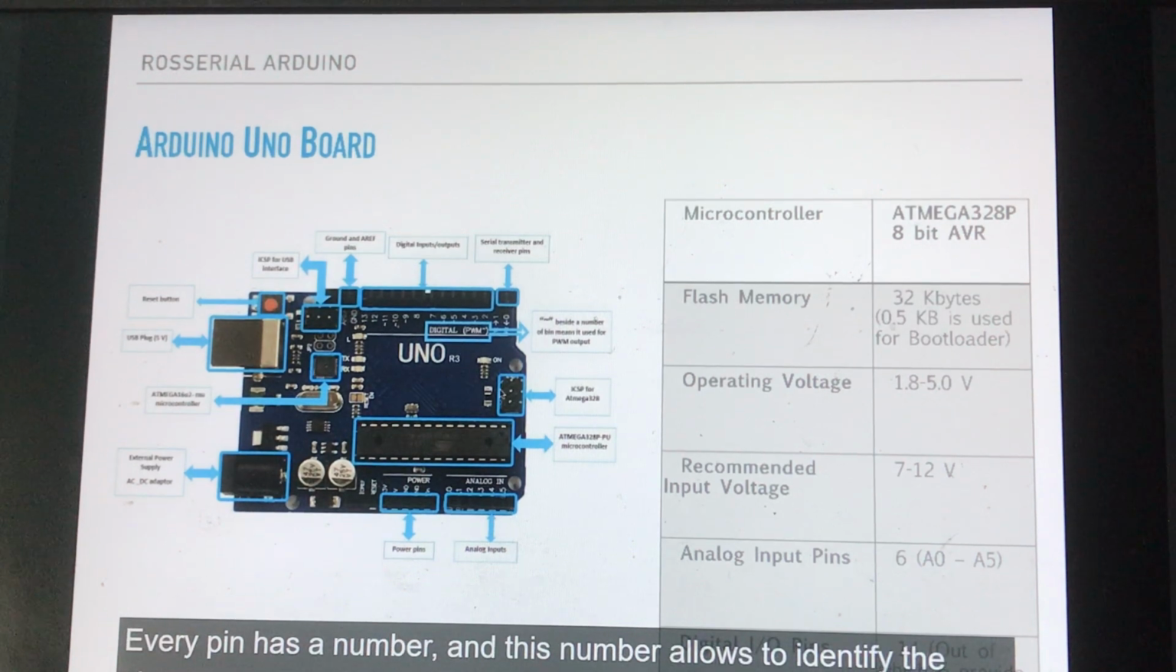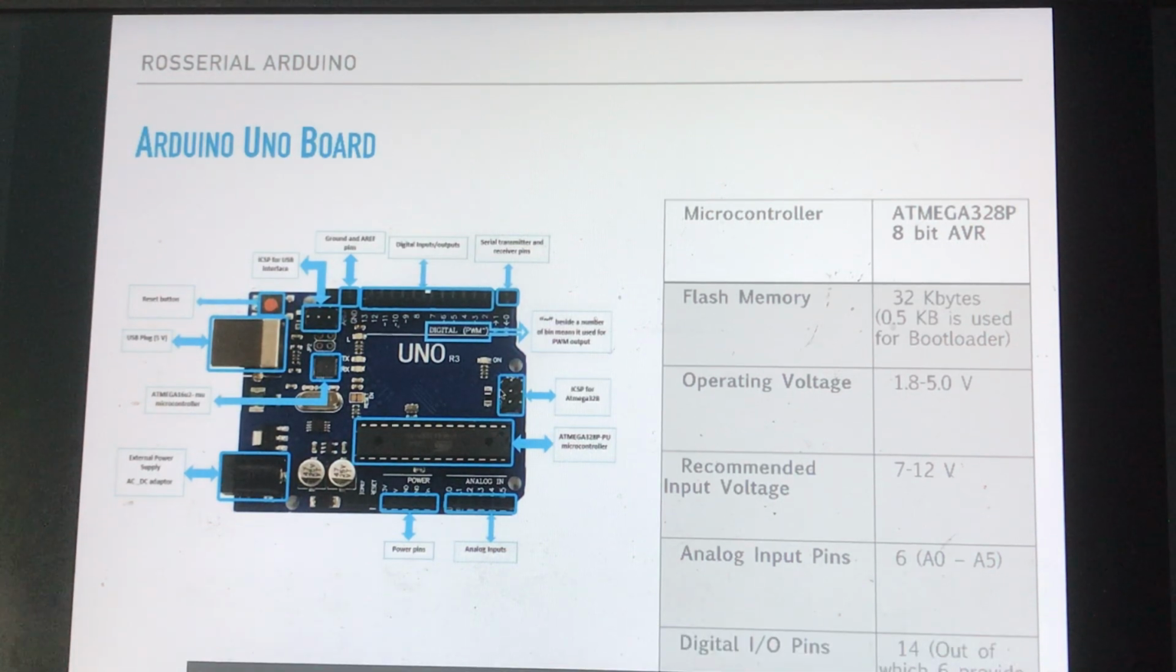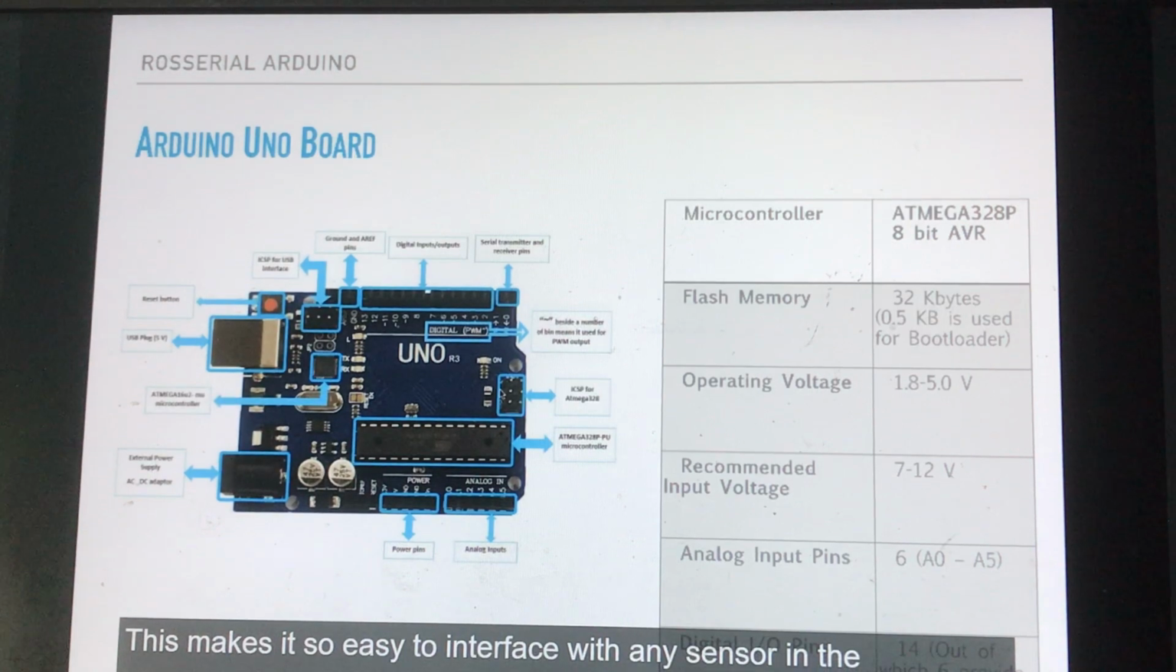Every pin has a number, and this number allows you to identify the signal pin in the programming environment through which the data will be received from the sensor. This makes it so easy to interface with any sensor in the programming environment.